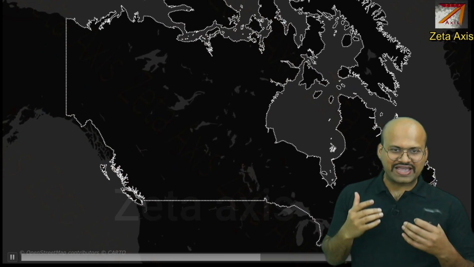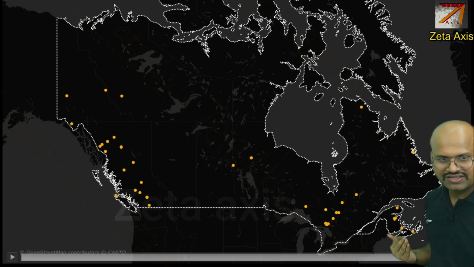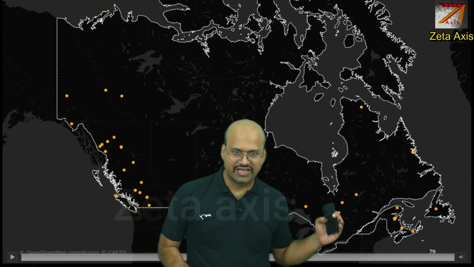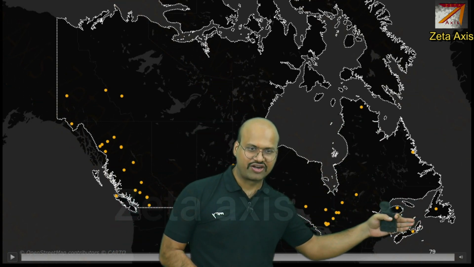Now let's move on to Canada and see the deposits of copper across Canada. So we can see the deposits of copper across Canada. Some are on the western side, then we have this region in the middle, and then we have some on the eastern side on these islands.